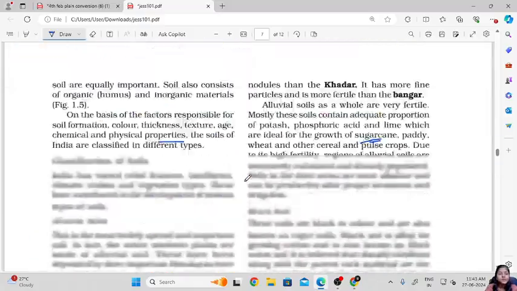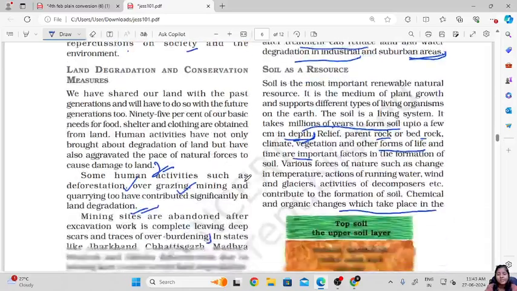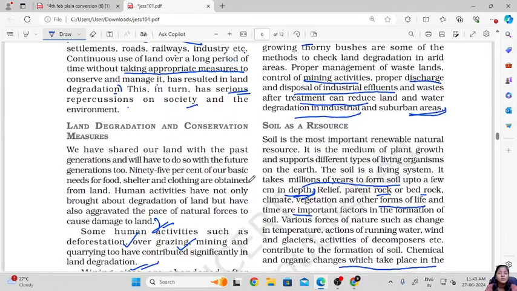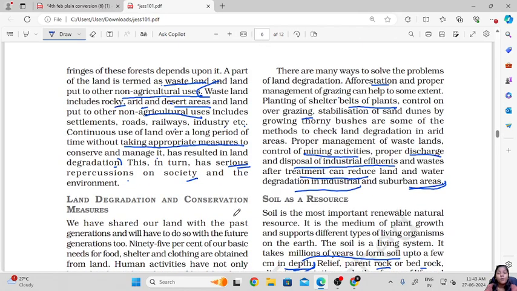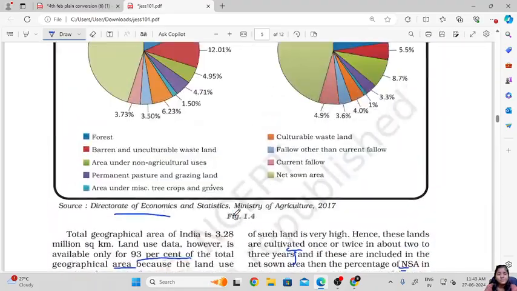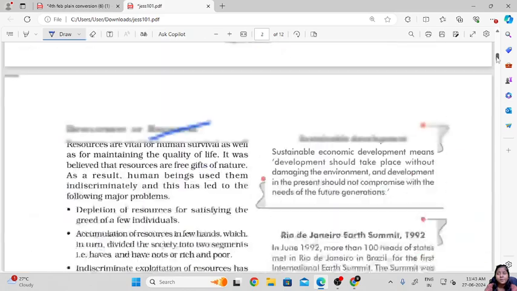So in this we saw different classifications of soil, then we saw land degradation and the different methods to conserve the soil, like reducing or controlling the mining activities, afforestation, and proper management of grazing. This can help to some extent. Okay, so this is with regards to your first chapter, resources and development.